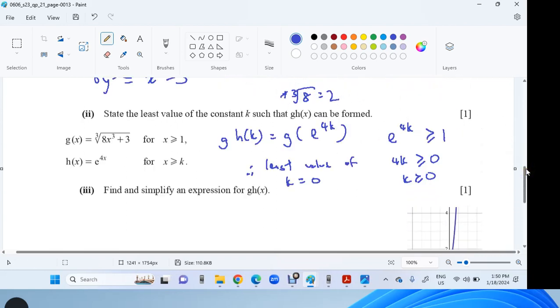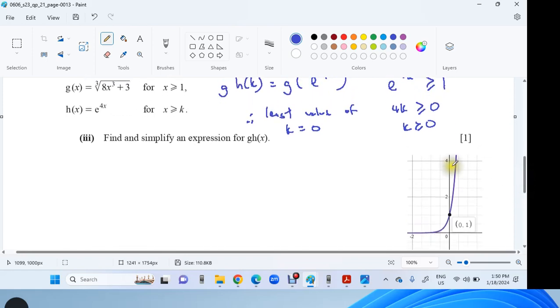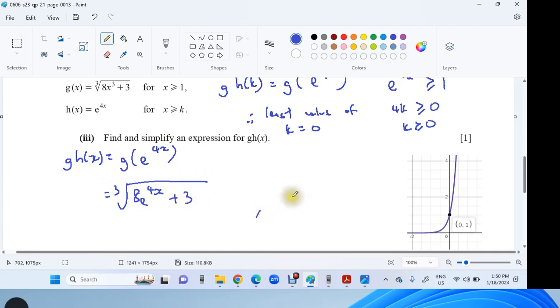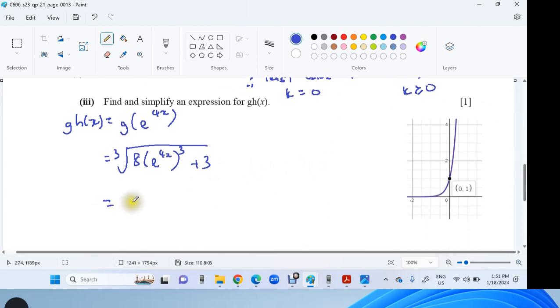Next, we need to find and simplify an expression for gh(x). So gh(x) is g of e to the power 4x. Then it will become the cube root of 8 times e to the power 4x plus 3, and x is greater than or equal to 1. I made a mistake here. It is (e to the power 4x) cubed plus 3. Then it will become the cube root of 8e to the power 12x plus 3.